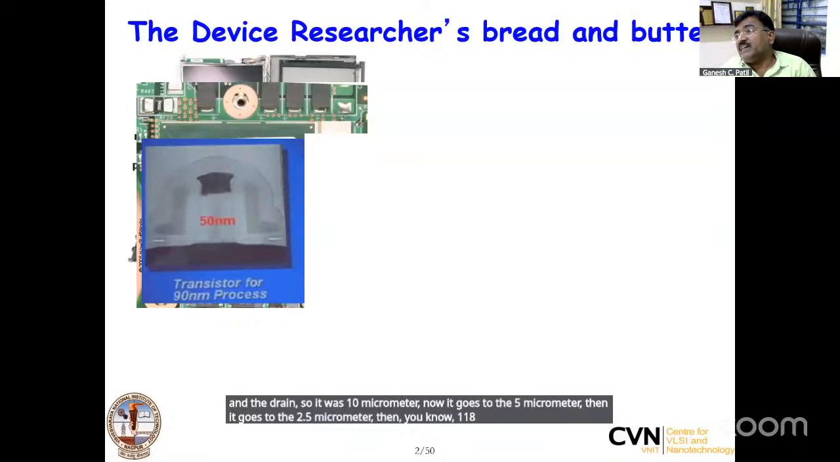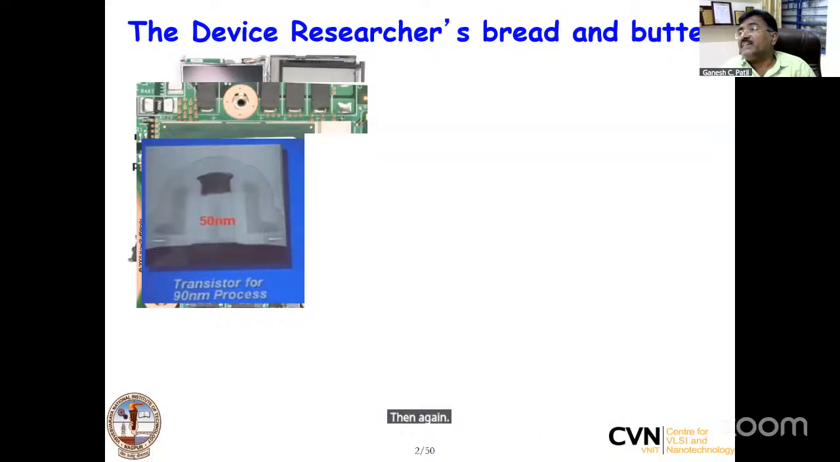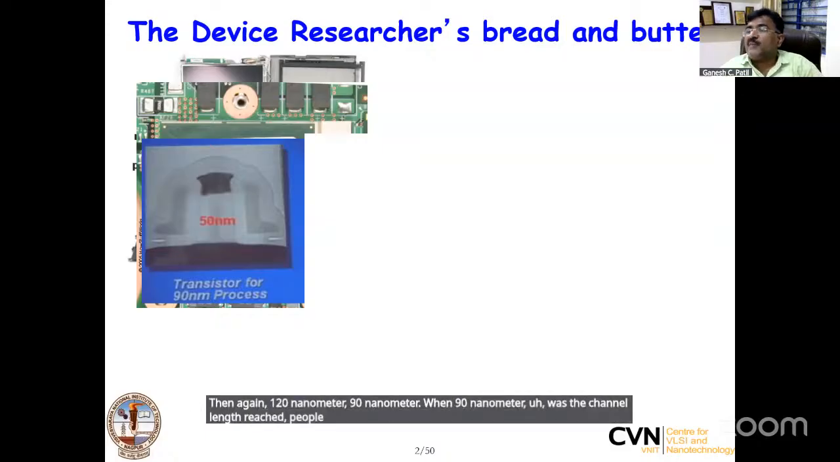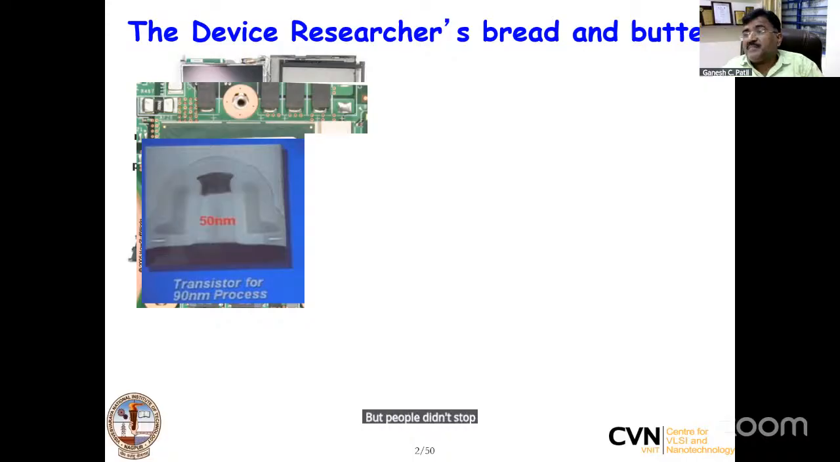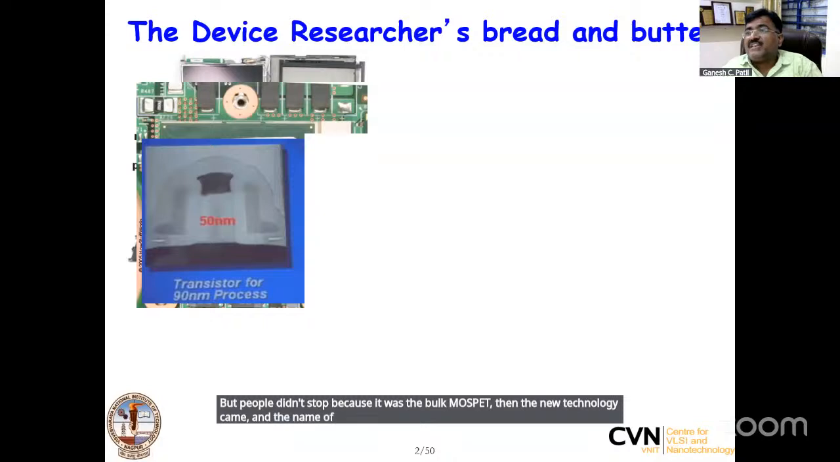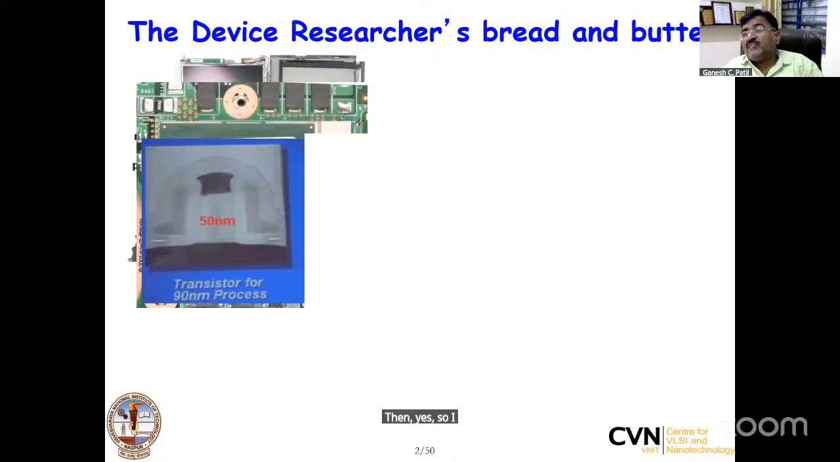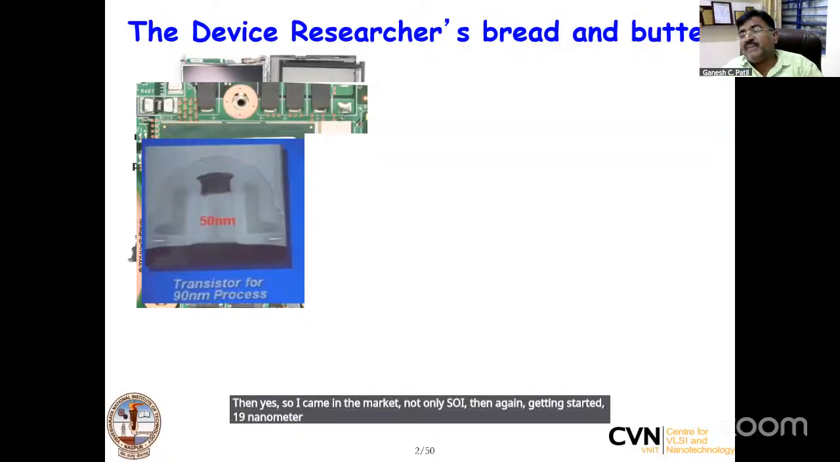then 180 nanometer, then again 120 nanometer, 90 nanometer. When the channel length reached 90 nanometer, people thought it could not be scaled down further. But people didn't stop, because it was the bulk MOSFET. Then a new technology came, silicon on insulator. Then SOI came into the market. Then scaling started again, 90 nanometer to 65 nanometer, from 65 nanometer to 45 nanometer.